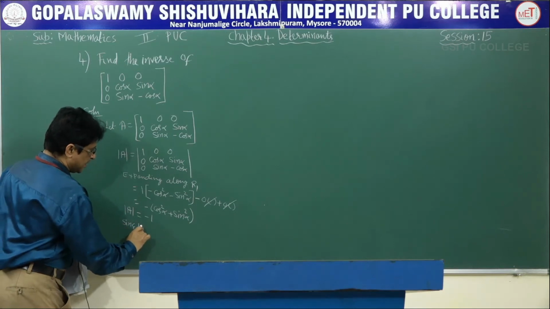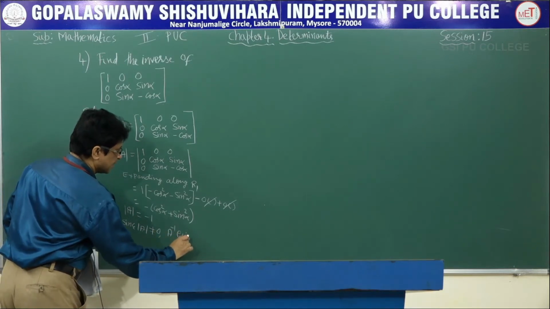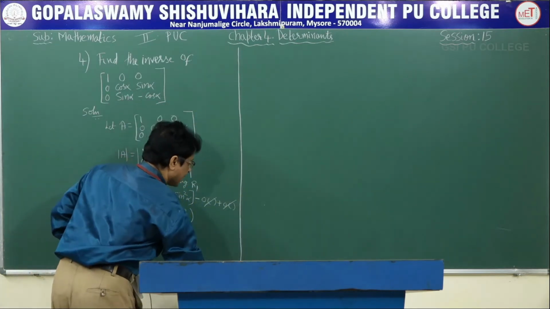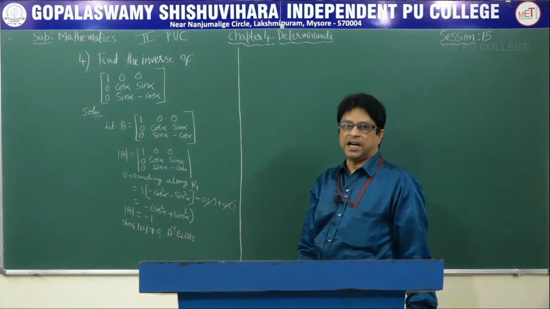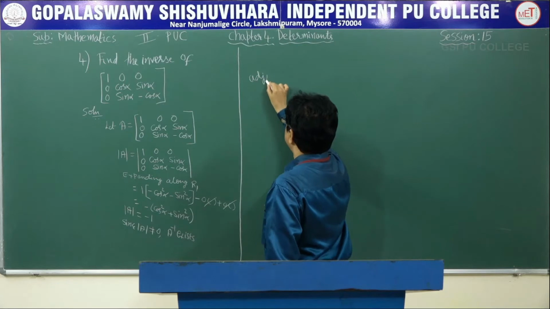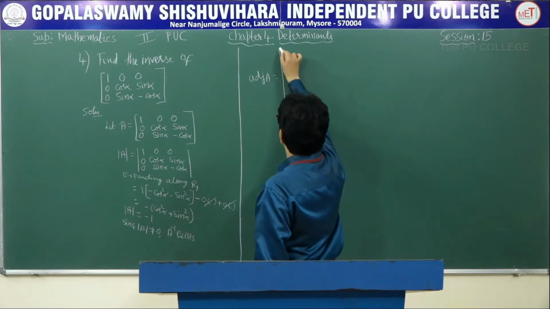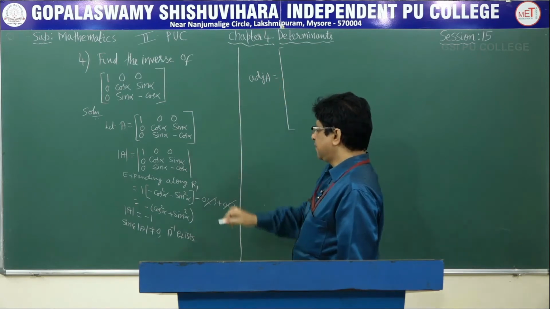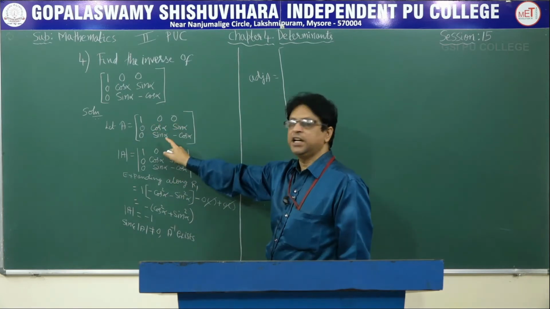Since determinant of A is not equal to 0, A inverse exists. So, to find A inverse, we have to find adjoint A. Now, to find adjoint A, we have to first find the cofactors of every element of the given matrix.